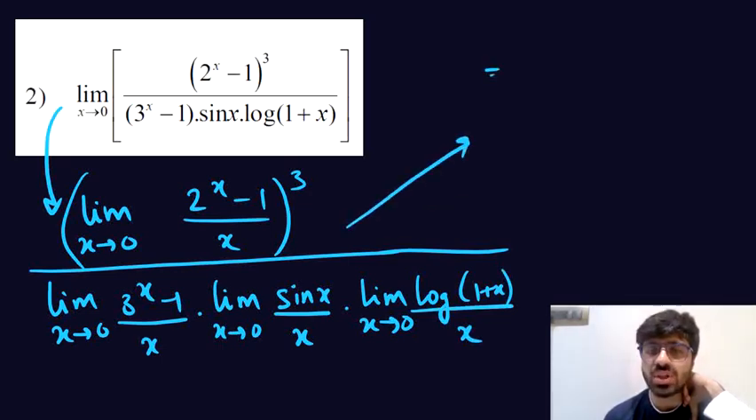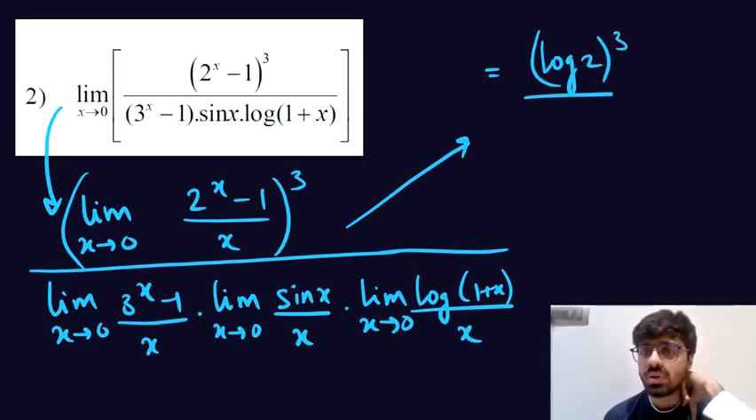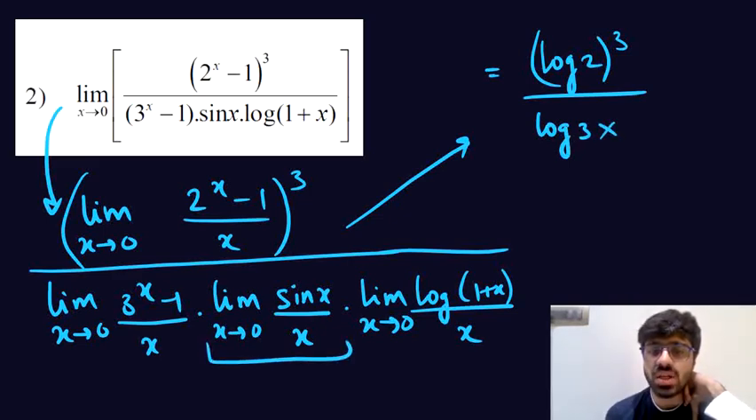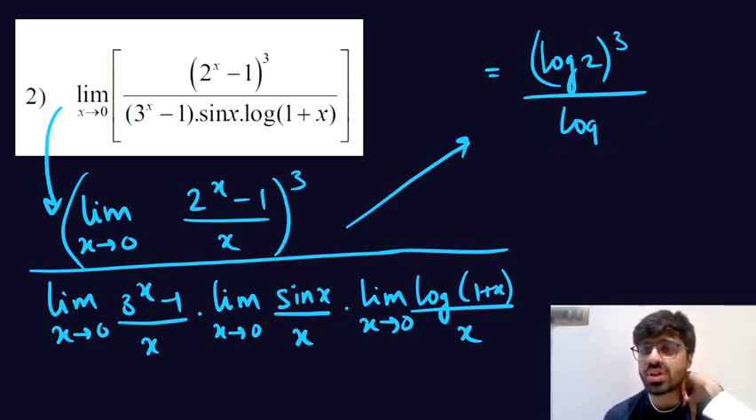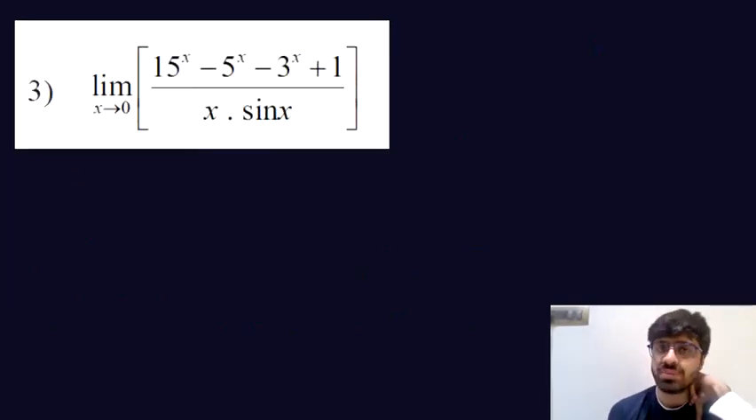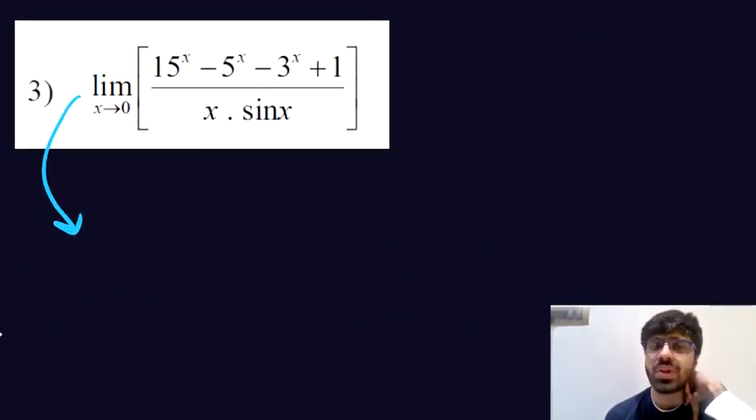Evaluate the final expression. So this will be the numerator being log 2 the whole cube. The denominator is this term, that is log 3, into this term which is equal to 1, into this term which is also equal to 1. So into 1, the final value for this expression is log of 2 the whole cube divided by log 3. That's how simple the questions are. Go ahead with the third one.